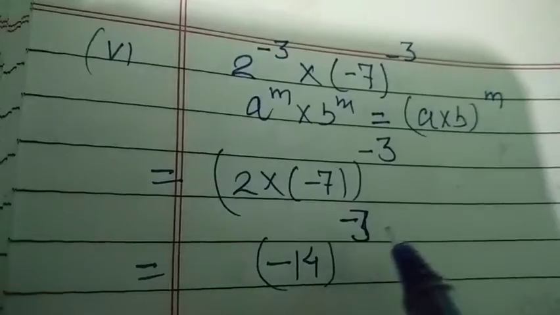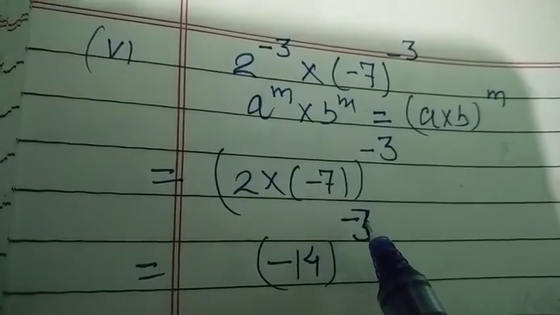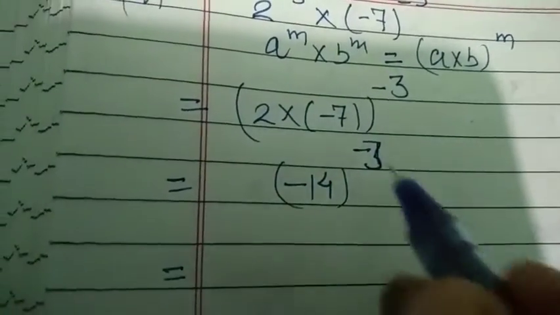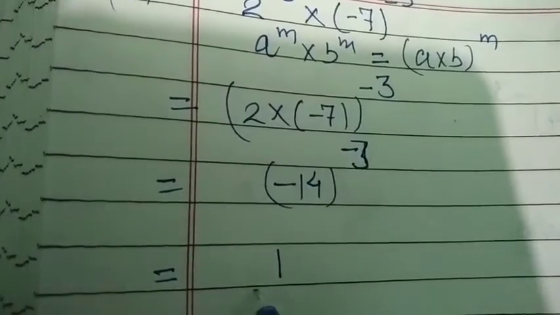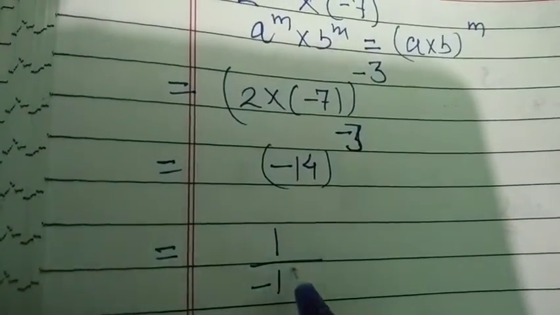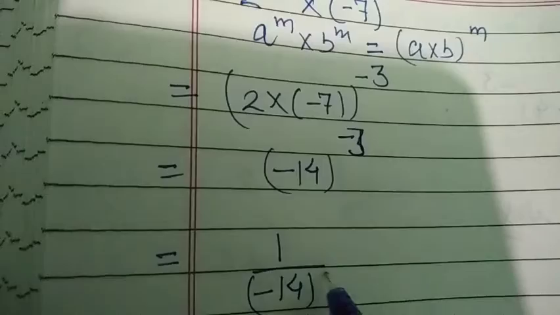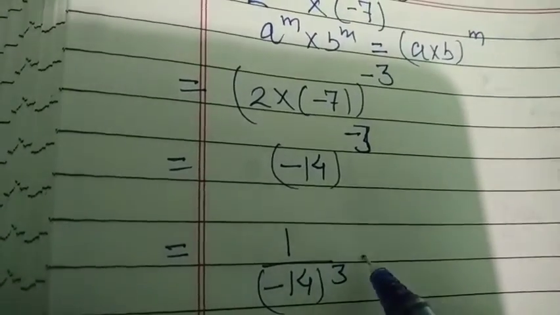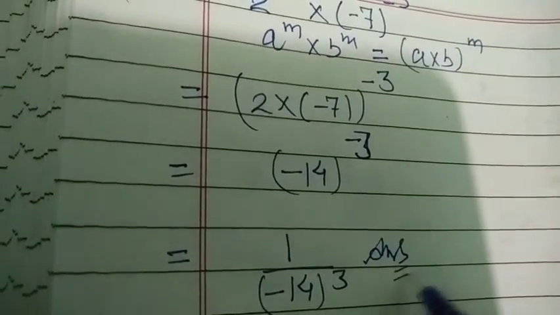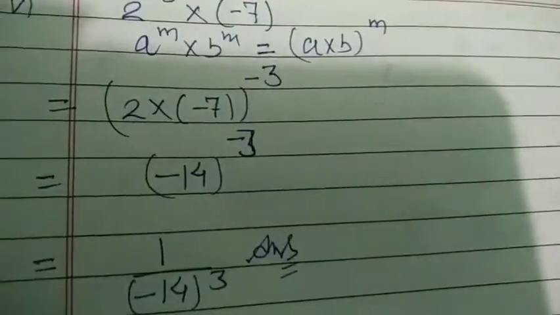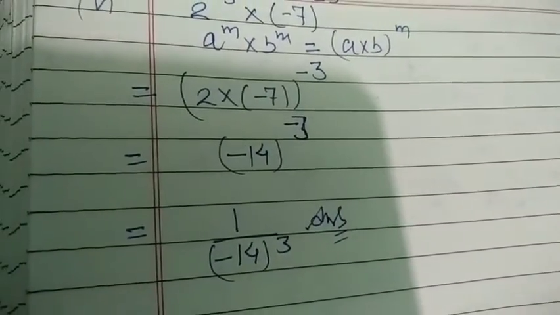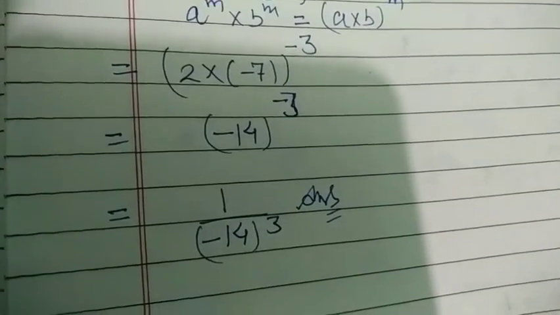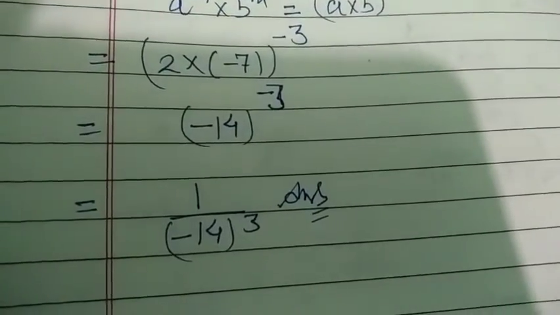But they are saying that the power should be in positive form. Then how can I turn this negative into positive? By writing the reciprocal of minus 14. So I'll write 1 upon minus 14 raised to power 3. So this is the answer. Clear? So this was question number 1 and 2. Question number 3 and 4 we will do in the next video.